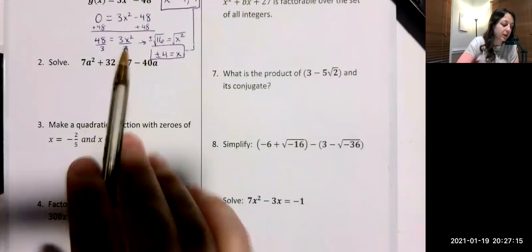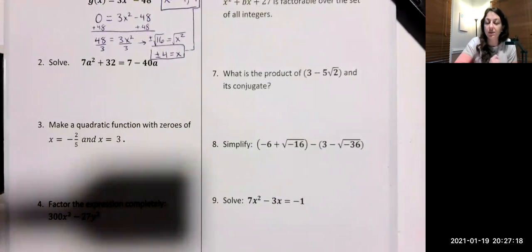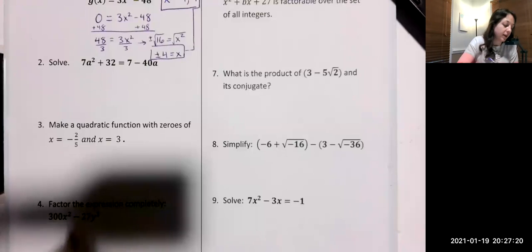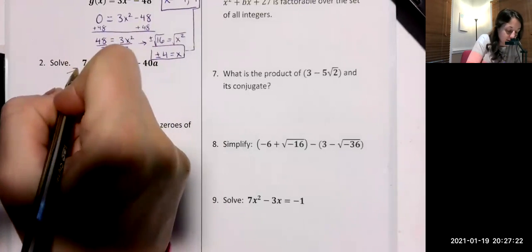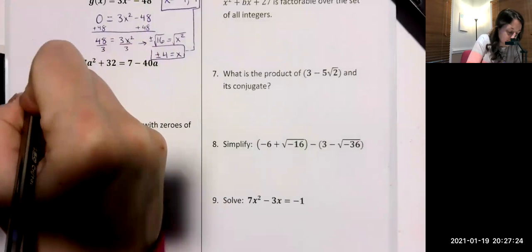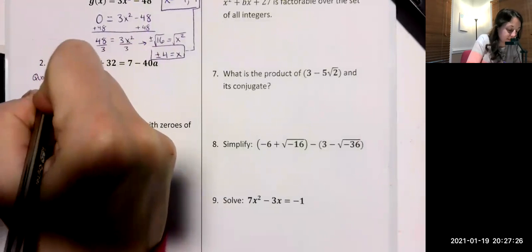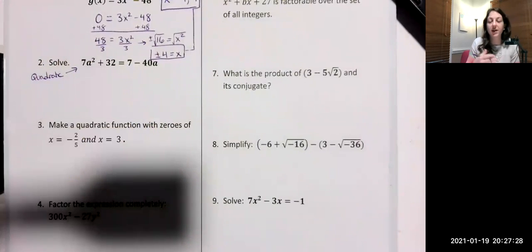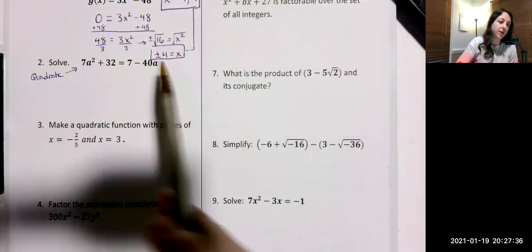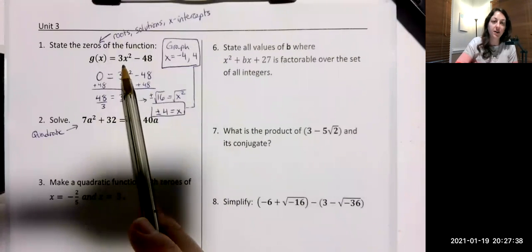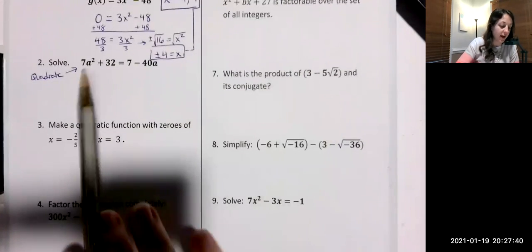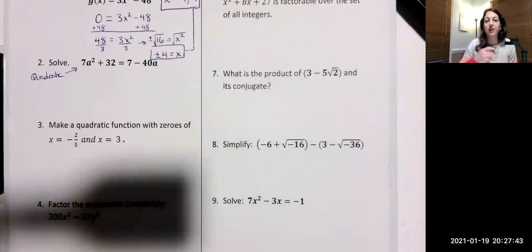Now, right here, we've got a very different situation going on. This is a quadratic, number 2. And the reason that this is a quadratic, and so is number 1, all right, if you want a reminder, Unit 3 was all about quadratics. So that means that the highest power was a 2, a squared power. So number 1 had 3x squared. Number 2 has 7a squared. But the quadratic is that highest power of 2.